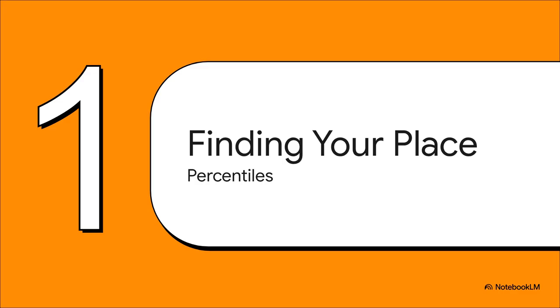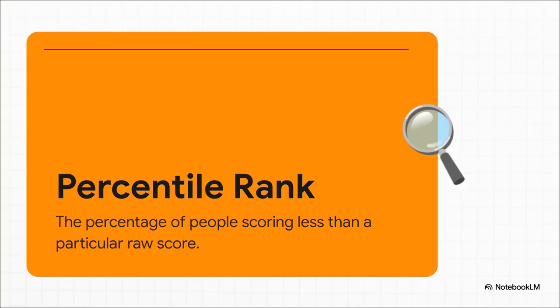We're talking about percentiles. Now, it is so easy to get this one wrong. A percentile rank is not the percentage of questions you got right. No. Instead, it's the percentage of people who scored lower than you did. It's what's known as a norm reference score, which is just a fancy way of saying its entire meaning comes from comparing you to the rest of the group.